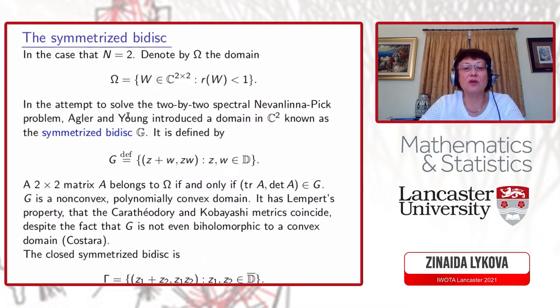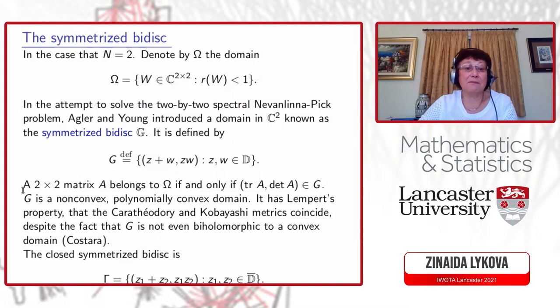And in an attempt to solve this 2x2 spectral Nevanlinna-Pick problem, Jim Agler and Nicholas Young introduced a domain which is known as the symmetrized bidisk. It is defined as follows: you have two elements from the disk, and you take their sum and their product. So if you write a matrix and you have eigenvalues, then it would be the trace and determinant.